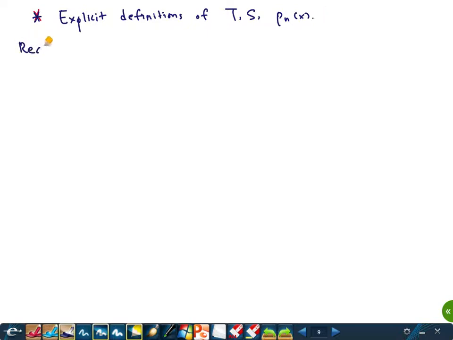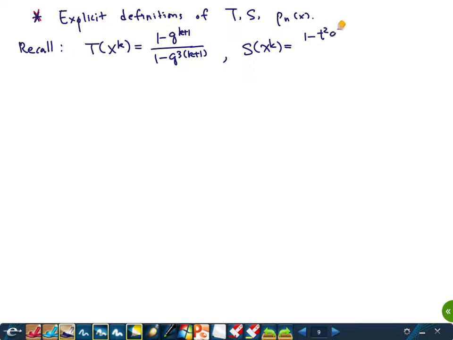So recall how we define this. T is the operator whose kth moment is given by this formula, S, x^k over... Okay. We will first find an explicit definition for S and T. I'll just write this down right away. It's just this.